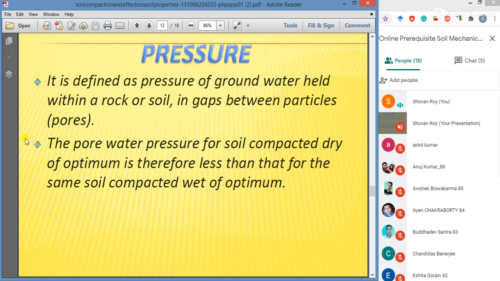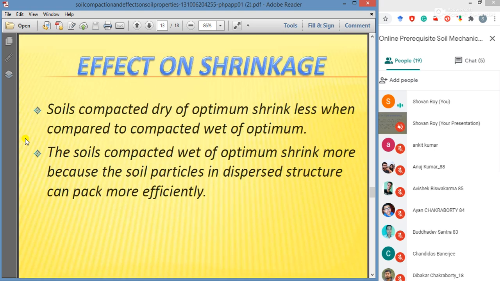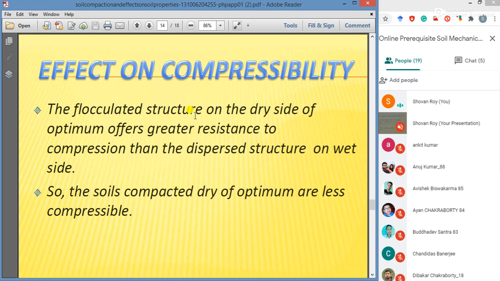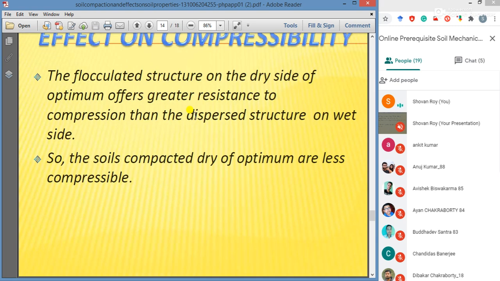Having the same void ratio but compacted dry of the optimum, when the applied pressure is in the low pressure range. This is so because the sample compacted dry of optimum has a flocculated structure and requires extra pressure to cause parallel orientation of particles. Same thing with pressure. Effects of sinkage, effects of compressibility.